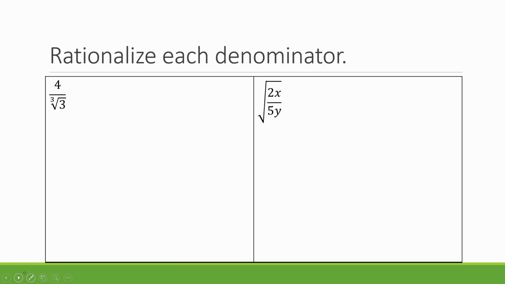Okay, so in this next problem, we have 4 over the cube root of 3. So now I need to make my denominator into a perfect cube. So think about your perfect cubes. 1 cubed is 1. 2 to the third power, 2 times 2 times 2, is 8. 3 to the third power is 27. 4 to the third power is 64, and you could keep going. So my objective is to use multiplication to make the cube root of 3 into one of these perfect cubes, 1, 8, 27, or 64. So which one of those numbers is a multiple of 3? Well, 27 is.